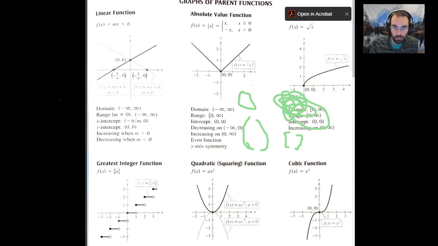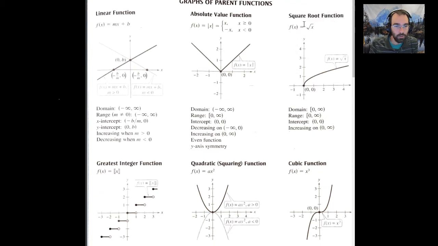Okay, so closed circle, I have brackets, and then open circle, I have parentheses. All right. So you need to know absolute value function. What else do we have here? We have square root function, or a radical function. Square root you need to know.